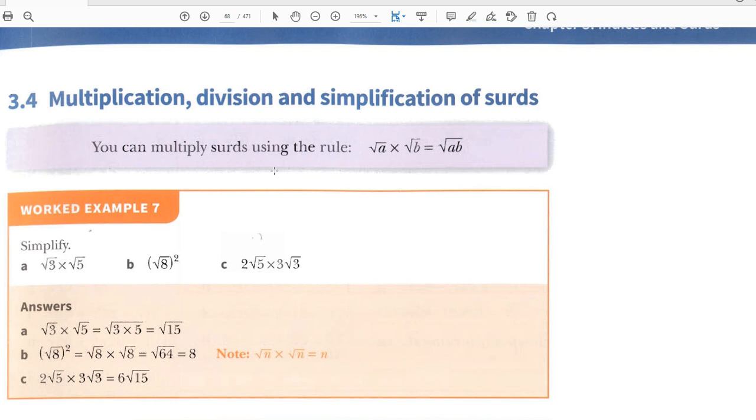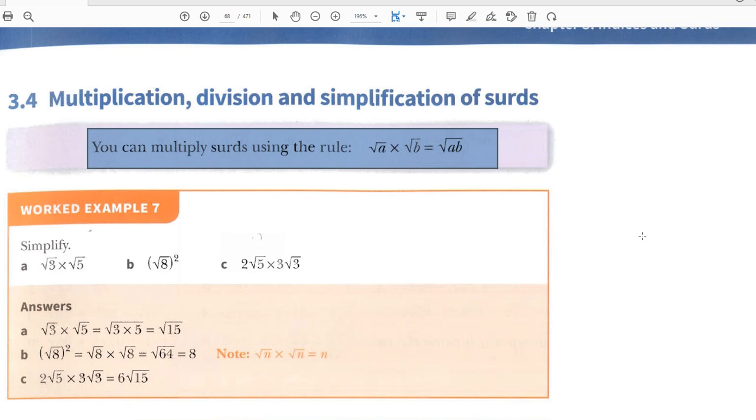You can see in the purple background a very important line. I am reading: you can multiply surds using the rule root A multiplied by root B is equal to root AB. I repeat again, root A multiplied by root B is equal to root AB. It means when two or more roots are multiplied, we can multiply the internal values of their roots. The internal value of root A is A and the internal value of root B is B. So root A multiplied by root B is equal to root AB. For this rule, we can start the exercise.